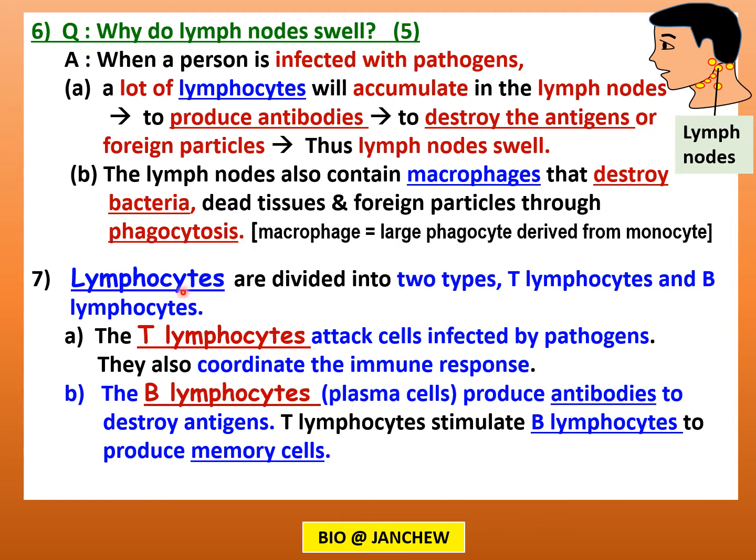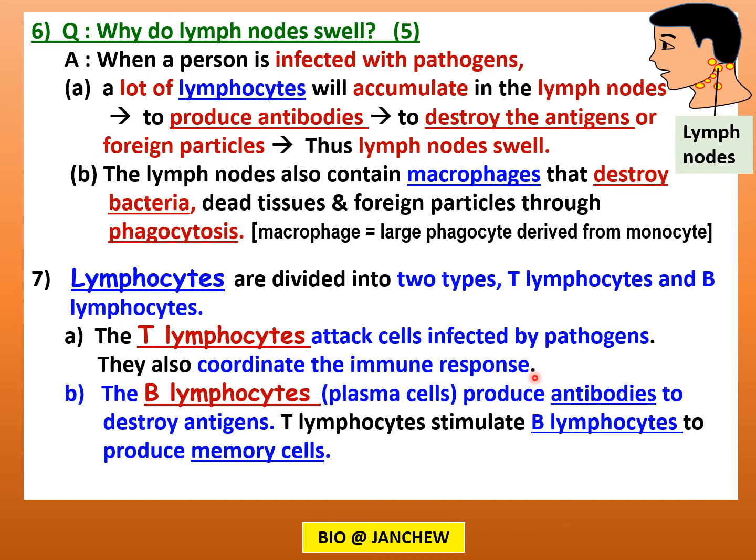Right, let's continue by discussing the lymphocytes. So actually our body has a few different types of lymphocytes, but the two main types are the T lymphocytes and the B lymphocytes. Okay, so T lymphocytes attack cells infected by pathogens. Now they all have the same structure, a big round nucleus in the center. So the T lymphocyte attacks cells infected by pathogens. Cells that are already infected by the pathogens have the virus or bacteria inside them. The T lymphocyte will quickly attack these cells to eliminate them so that the pathogens will also die in the process. And they also coordinate the immune response, which is the production of antibodies.